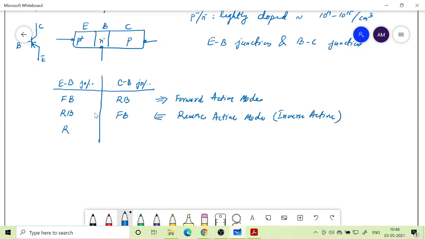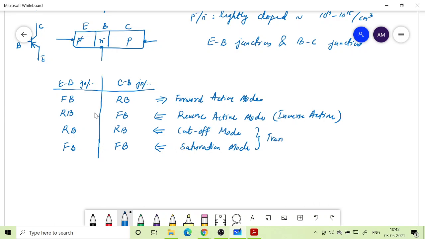Then we have both reverse biased, so that is basically called cutoff mode. The last option is you forward bias both junctions, you will have saturation. Now in digital circuits we use the last two modes, where the transistor, a transistor means BJT here. There are other types of transistor, we will come into it later.